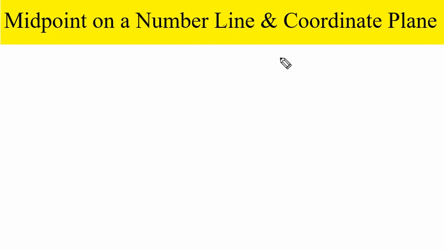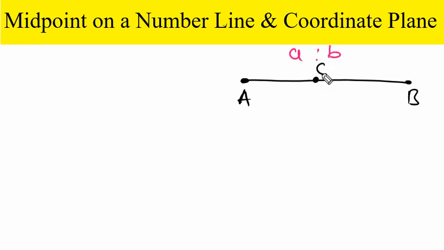Okay, in this video we will discuss midpoint on a number line and a coordinate plane. So we have discussed the point on a number line. If you have line segment AB and there's a point C which is partitioning this line in the ratio A ratio B, then what will be the coordinate for this point C?